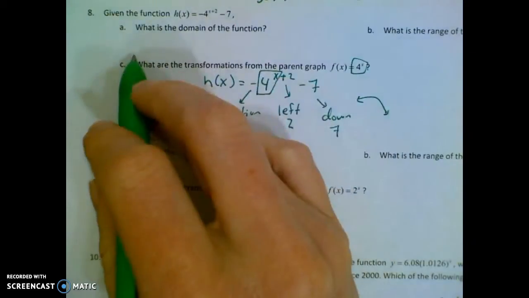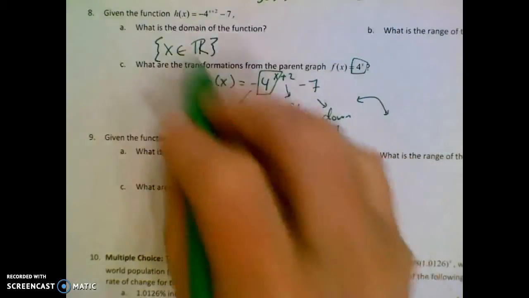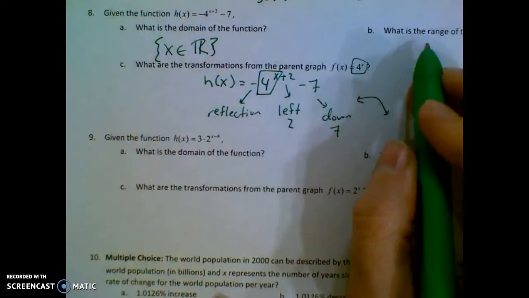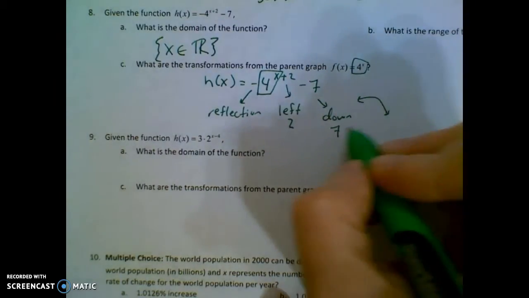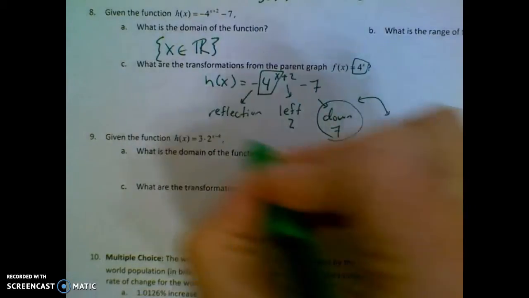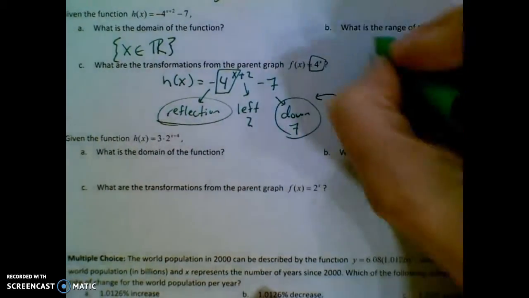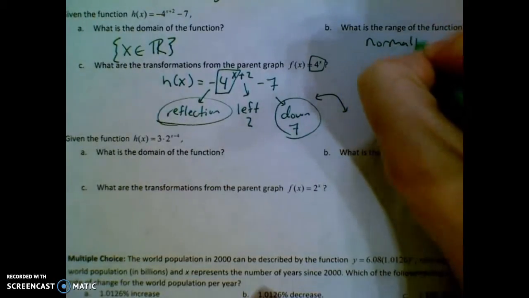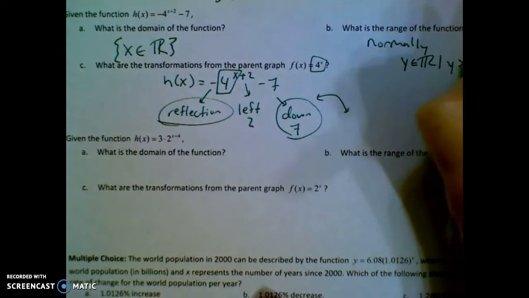But the domain for exponentials is always going to be x an element of the reals. The domain will never change based on the transformations, but the range will. The range is going to change based on things that move up and down and based on reflection. So normally, the range is y is an element of the reals such that y is greater than 0.